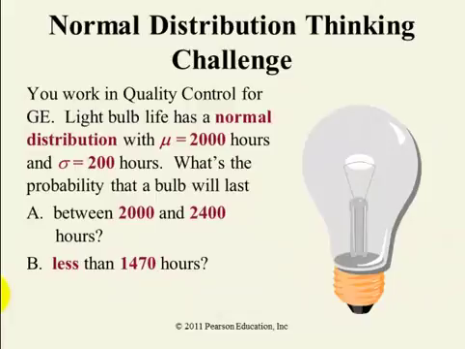So here's an example, and I think I'll stop this lecture. The example is you work for quality control. You have a light bulb that has a normal distribution. Its life is normally distributed. The mean is 2,000 hours, and the standard deviation is 200 hours. What's the probability that a bulb will last between 2,000 and 2,400 hours? So we'll calculate how many standard deviations is 2,000 away from 2,000. Well, it's 0. And how many standard deviations is 2,400 away from 2,000? Well, it's 2. 2 times 200 is 400. And we'll then look that up in the table.